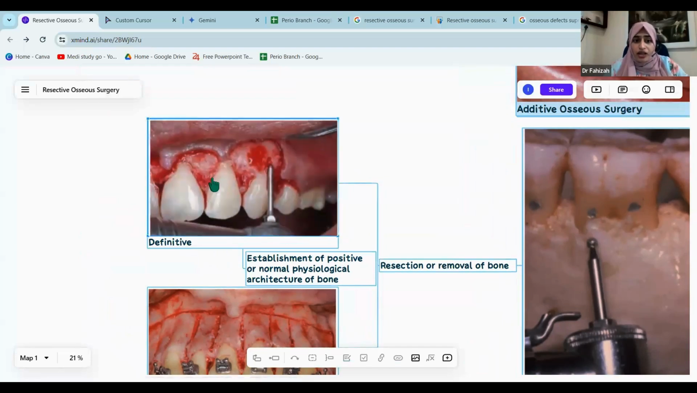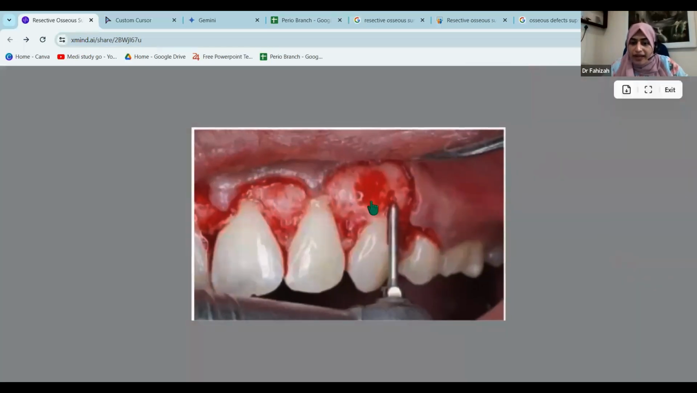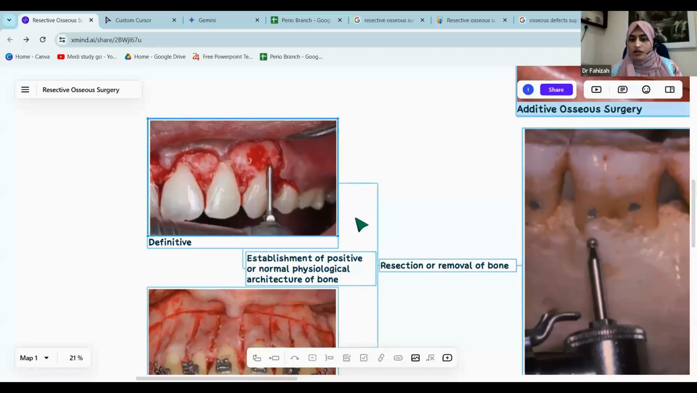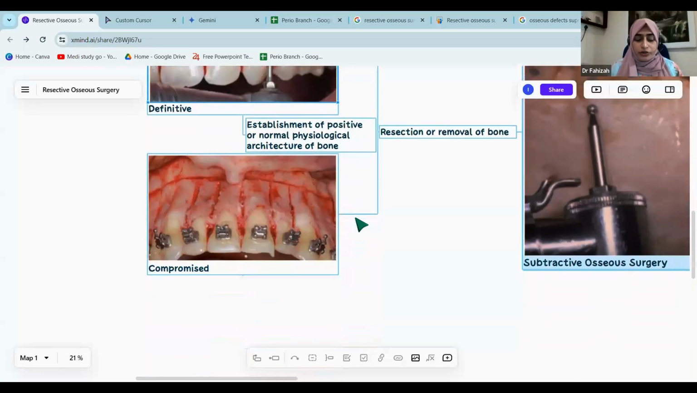Can you see over here in this picture? You're just maintaining the contour. Your tooth is not compromised. The bone support around the tooth is very strong. You're not compromising it in any way. Just reshaping of the bone. So that becomes your definitive subtractive osteosurgery, where you establish a positive or normal physiological architecture of the bone.